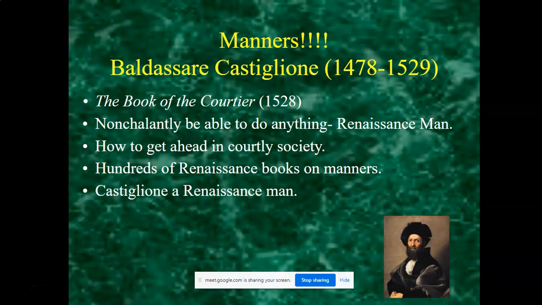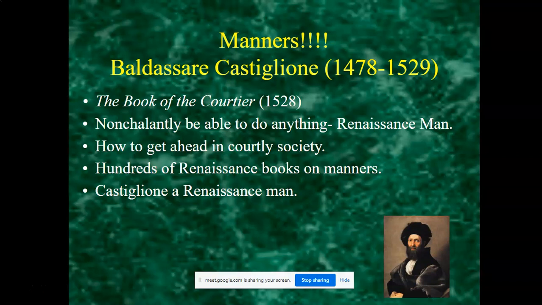There's this term called sprezzatura, which means just that. Doing stuff that's really hard, but you make it look effortless. You make it look easy. So that's what the perfect courtier should do. This is about how to get ahead in courtly society. By doing those things, you're able to get ahead. You're able to be the perfect courtier, and manners are a part of that.